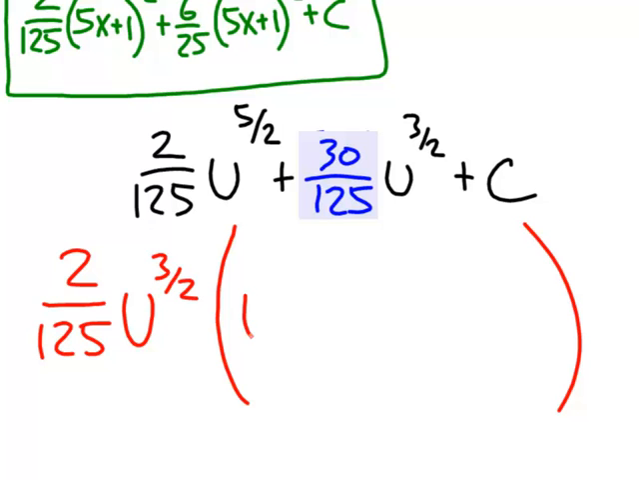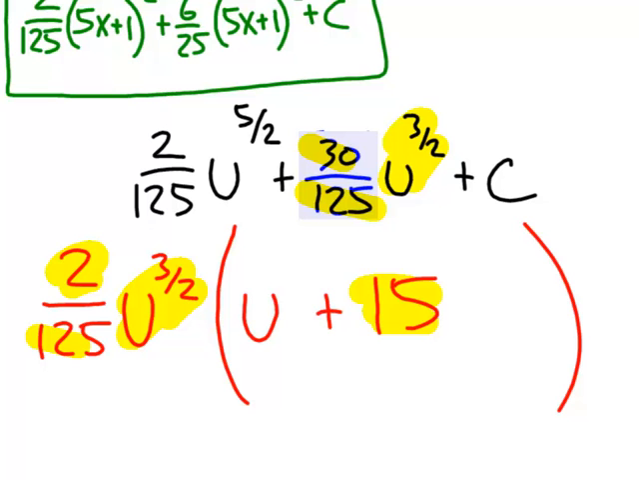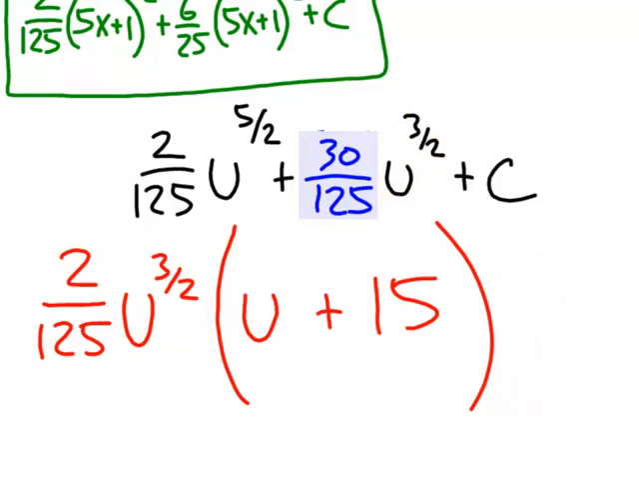So inside the big parentheses, I need to put u, because u times u to the 3/2 will give me u to the 5/2, and then my 2 over 125 covers this 2 over 125. And over here I'll put plus 15, because 2 times 15 will give me this 30 over 125, and then u to the 3/2 covers this u to the 3/2. We're all accounted for. So my parentheses didn't need to be that big after all. I'll keep the plus c.